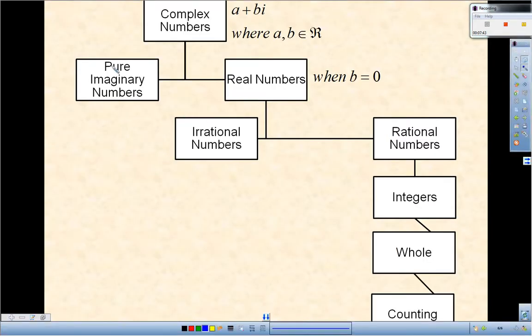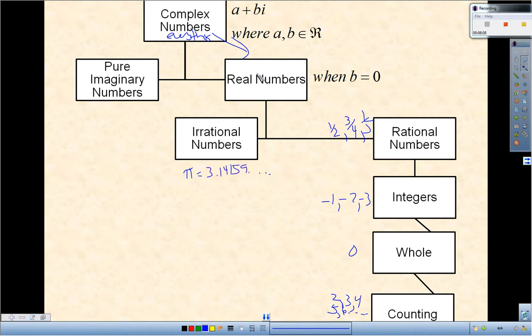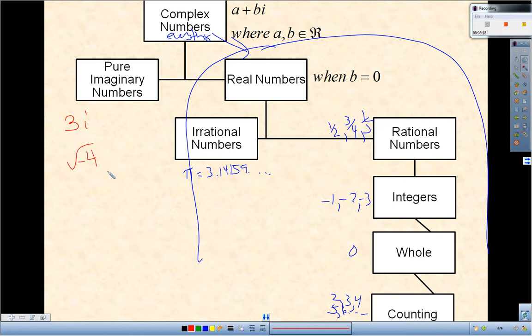This slide right here represents all the numbers that we know of. So complex numbers cover everything. They include real numbers, like 2, 3, 4, 5, 6, 0, negative 1, negative 2, negative 3, 1/2, 3/4, 1/5. Irrational numbers like pi, like 3.14159, numbers that keep on going. All of those fall in the category of real numbers. Purely imaginary numbers are whenever you have i, like 3i, or the square root of negative 4. Those are purely imaginary numbers because the square root of negative 4 is the same thing as 2i.